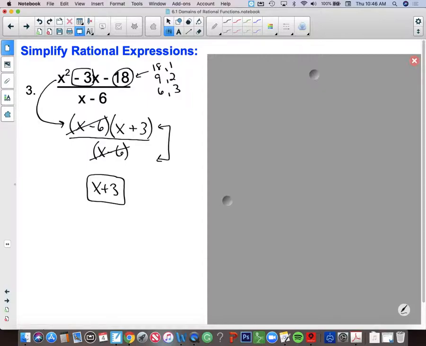So factor, and then you can kind of get cancel happy and start looking around to see if you can cancel some factors. Don't just cancel single numbers or digits unless there are single numbers or digits on the bottom.